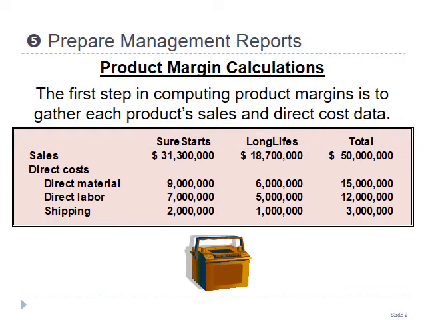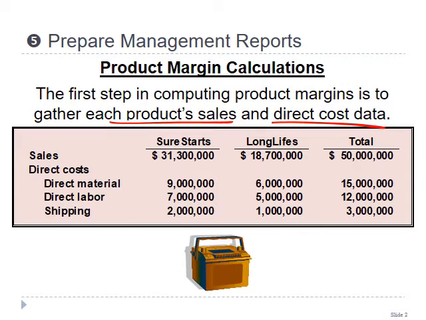So one of the most common management reports prepared with activity-based costing data is the product profitability report, that is the product margin calculations. The first step in computing the product margin is to gather each product's sales and direct cost data as well.